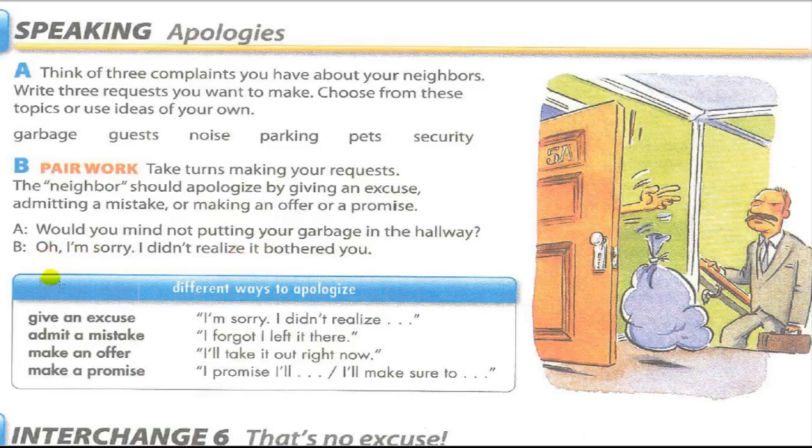When B answers, you can apologize in different ways. Apologize: say sorry, I'm so sorry. Give an excuse: I'm sorry, I didn't realize. Admit a mistake: I forgot. I left it there. Make an offer: I'll take it out right now, at the moment. Make a promise: I promise I'll. I'll make sure to.